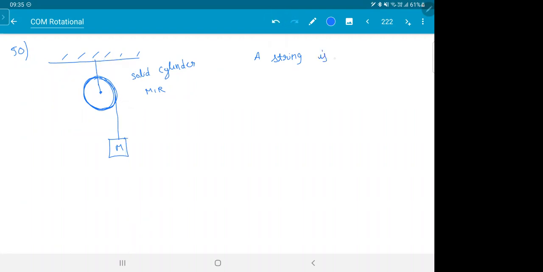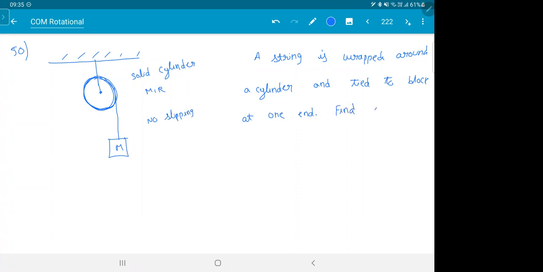A string is wrapped around a cylinder, right, and tied to a block at one end. The block will start coming down. So there is no slipping here. The question is, find the acceleration of the block, alpha of the cylinder. Think about it. I'll show you in a minute.